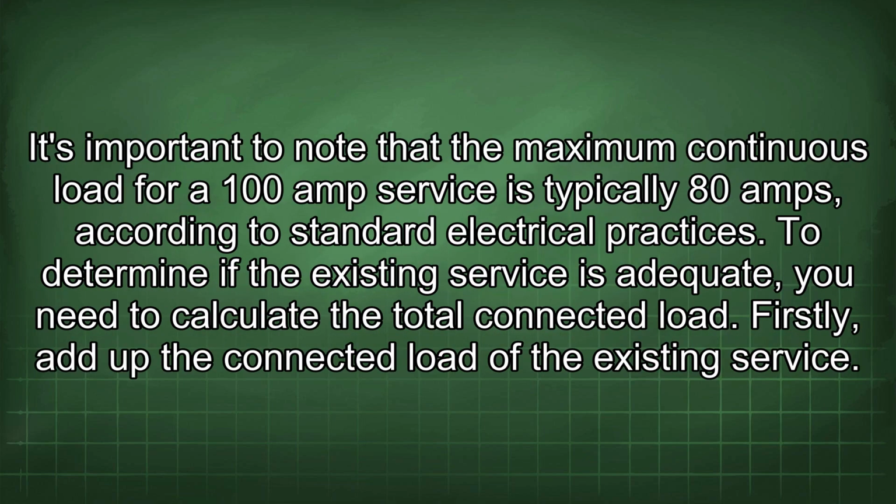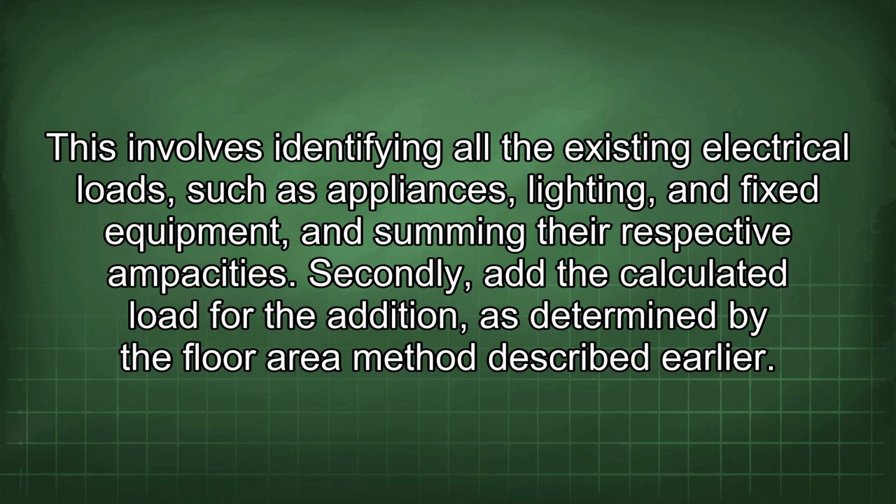It's important to note that the maximum continuous load for a 100 amp service is typically 80 amps according to standard electrical practices. To determine if the existing service is adequate, you need to calculate the total connected load. Firstly, add up the connected load of the existing service. This involves identifying all the existing electrical loads such as appliances, lighting, and fixed equipment, and summing their respective ampacities. Secondly, add the calculated load for the addition as determined by the floor area method described earlier.